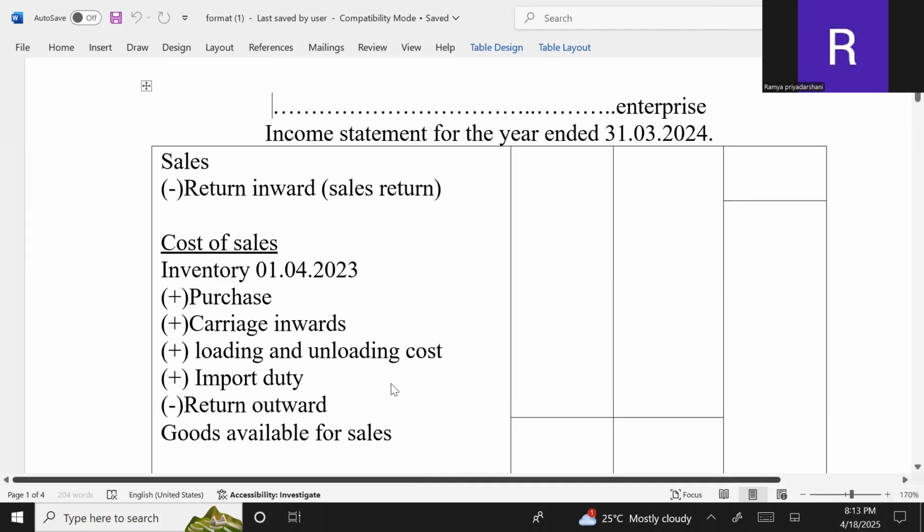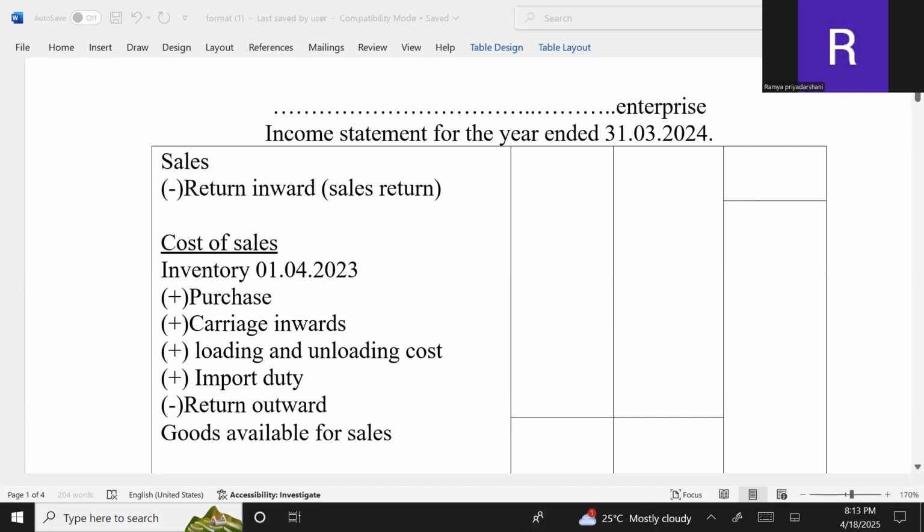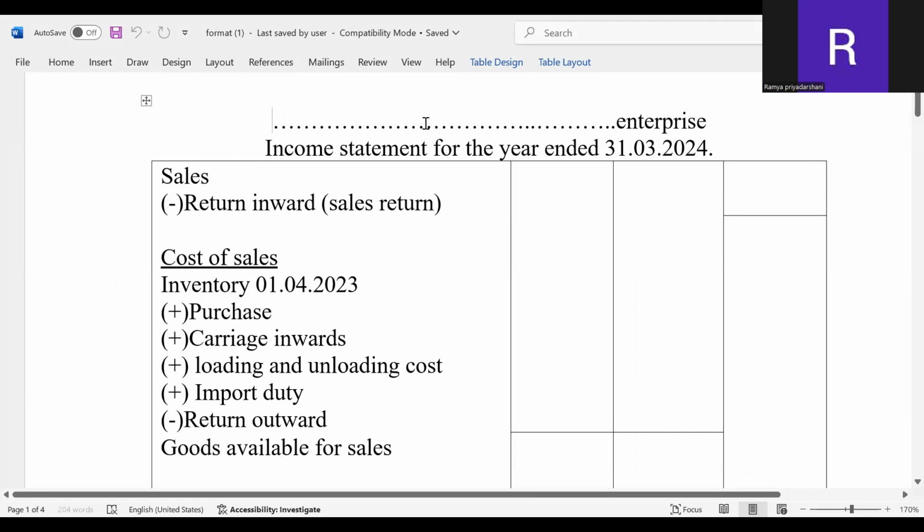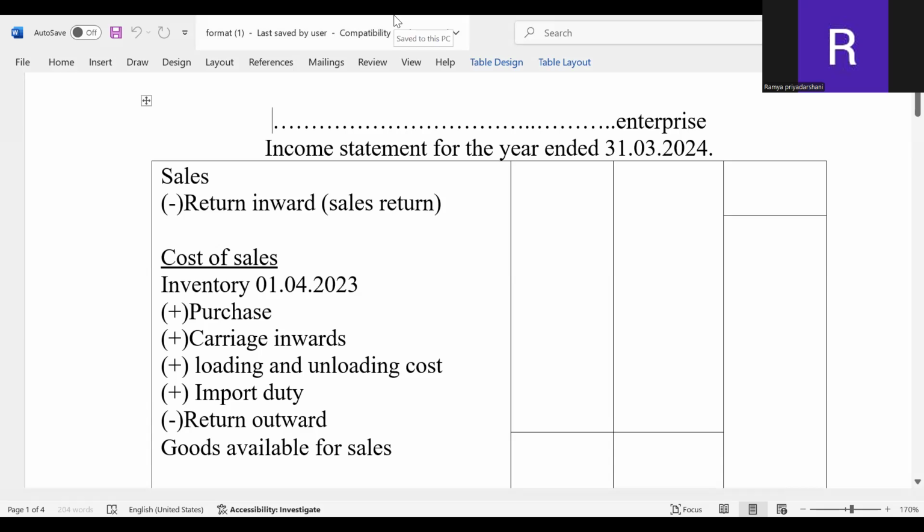Think about how to prepare financial statements based on a trial balance. The heading has two lines. First, the name of the business. In this example, the name of the business is Viraj Enterprise. First, draw the format the same way, with three columns.